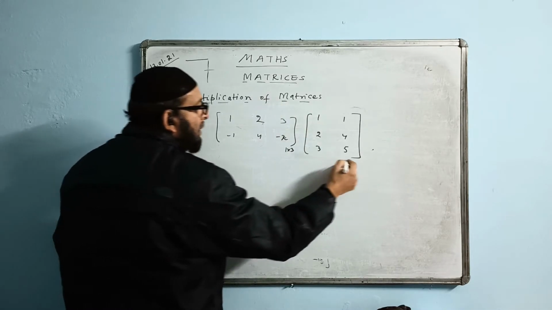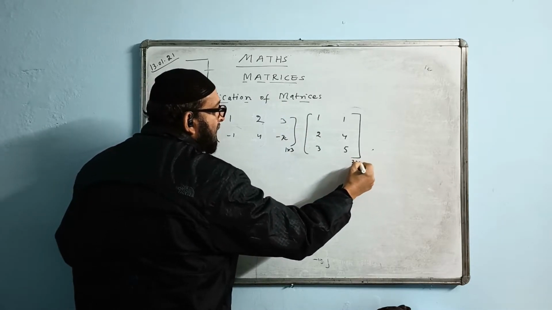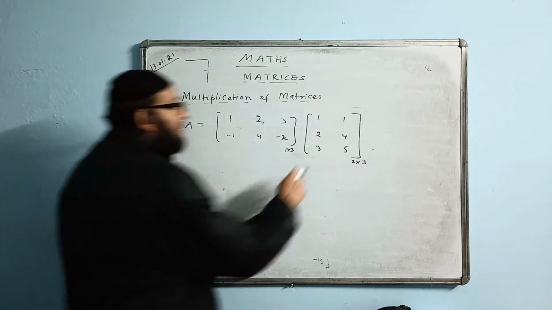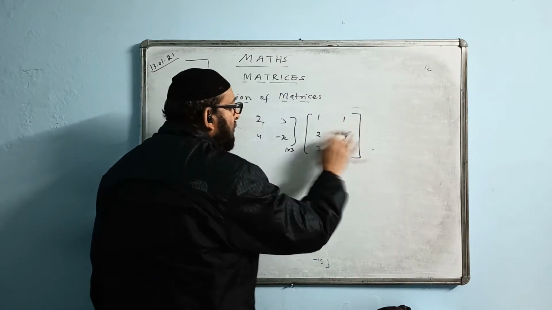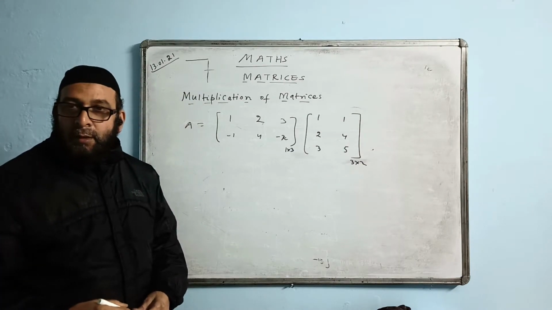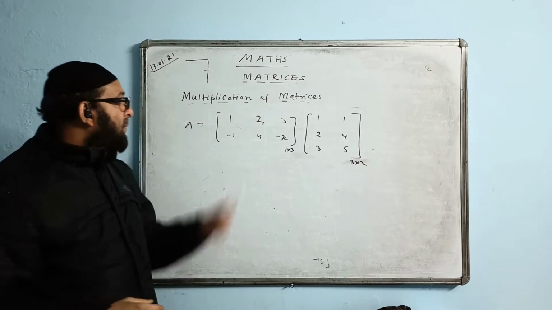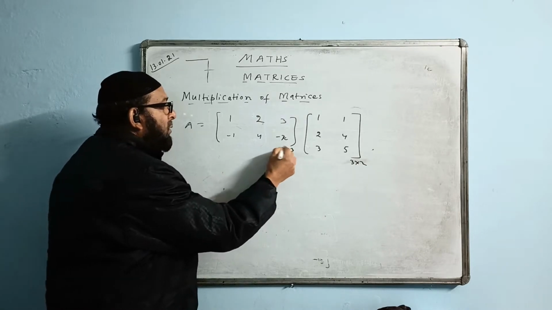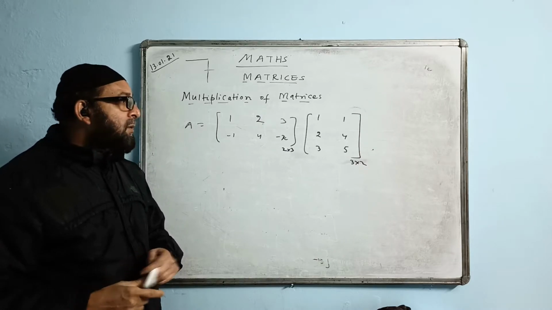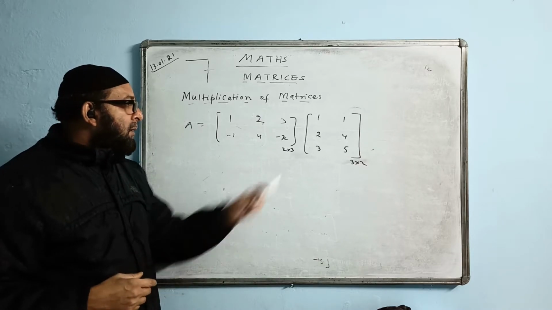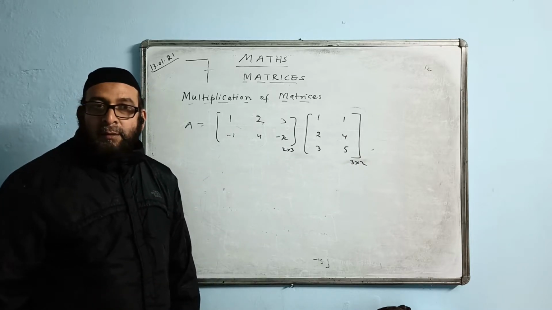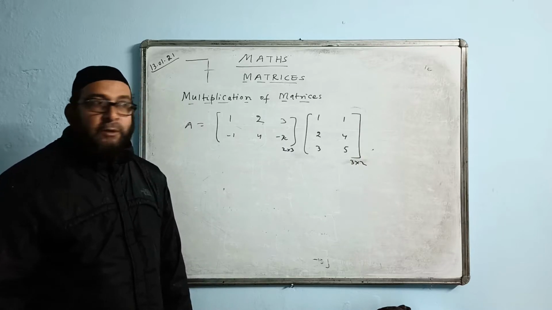And what is the order of this? This is 3 by 2. 1, 2, 3 rows are there, 3 by 2. Is it possible or not? Yes, this is 1 into 3 and this is 3 into 2. Why is it possible? This is 3 and this is 3. These two are the same number. So it is possible.